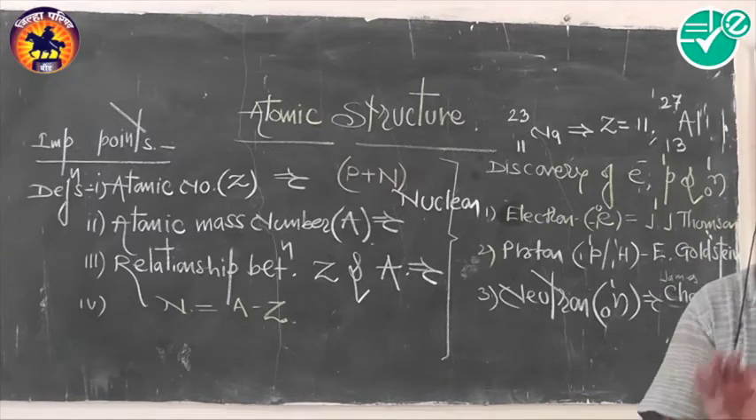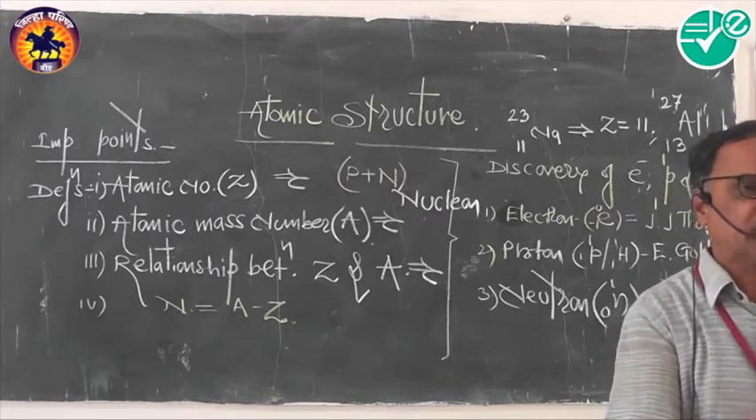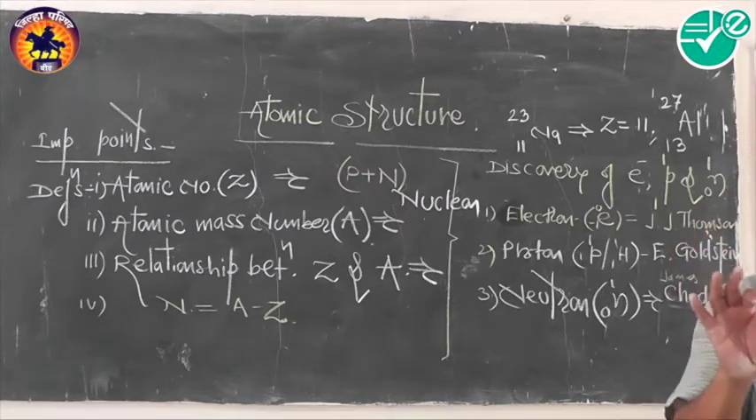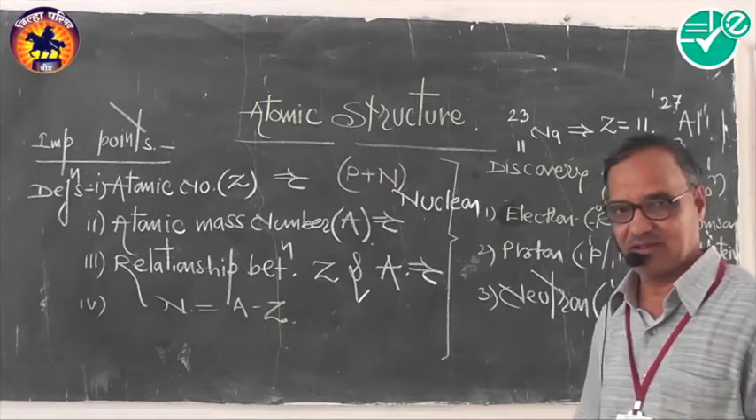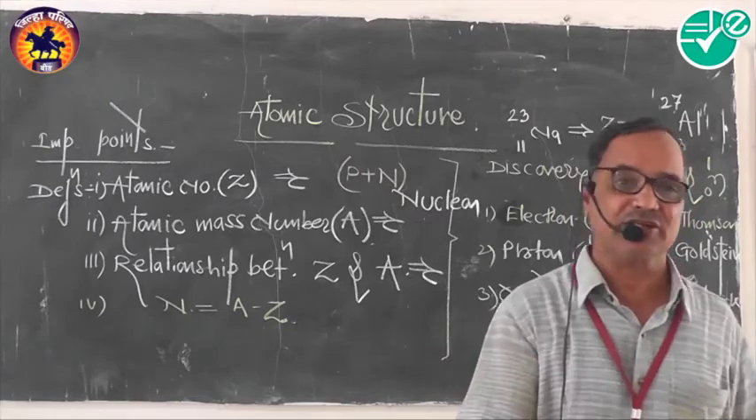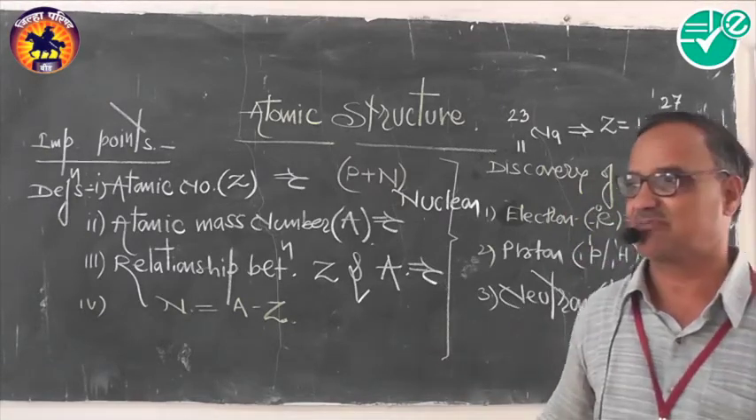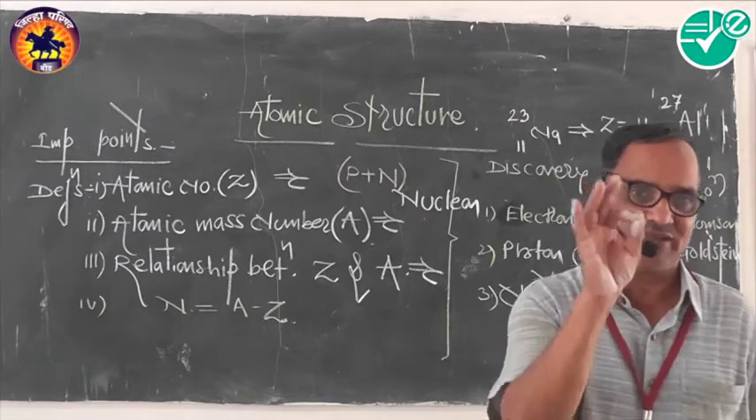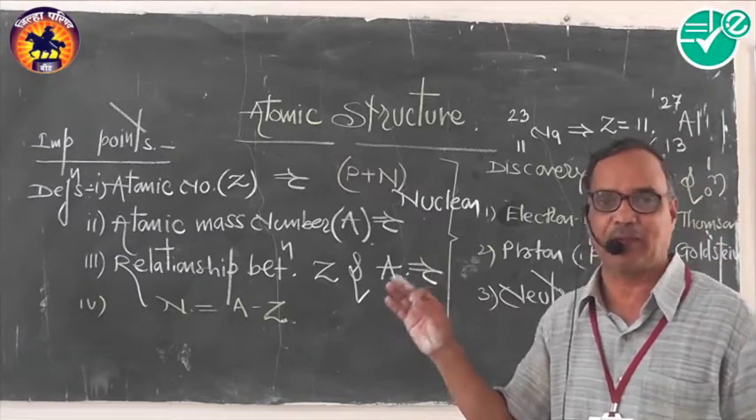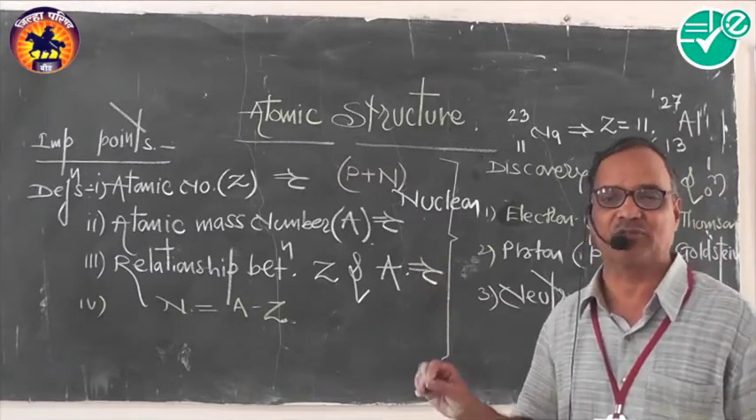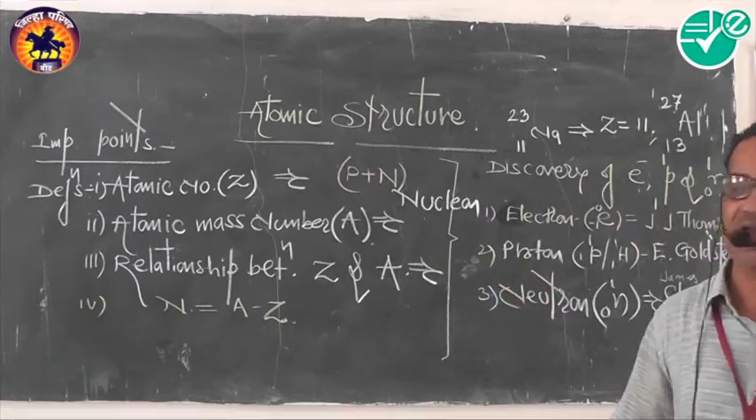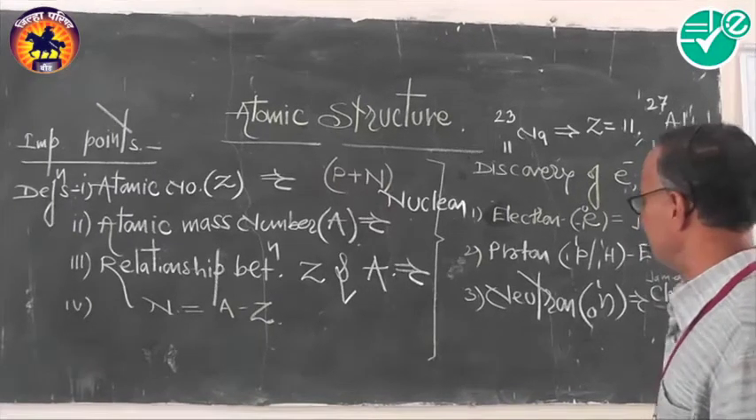The second point, this figure which is placed at the apex, at the top of the symbol of an element. We know the figure which is placed at the bottom of the symbol of an element is called atomic number. But at the same time, atomic mass number is a number which is placed at the apex or at the top of the symbol in the periodic table. So this is the second important point regarding atomic mass number of an element.